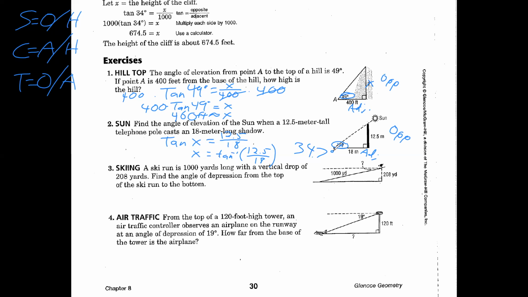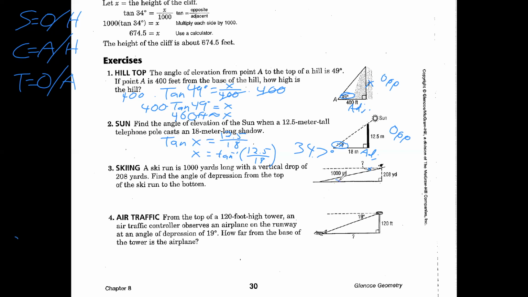All right. The ski run is 1,000 yards long with a vertical drop of 208. Find the angle of depression from the top of the ski run to the bottom. Now, just looking at this picture, that angle is pretty small, right? But first off, the angle of depression, is it in the triangle that they drew? No. So this is the angle that they want us to find, but that's not in the triangle.